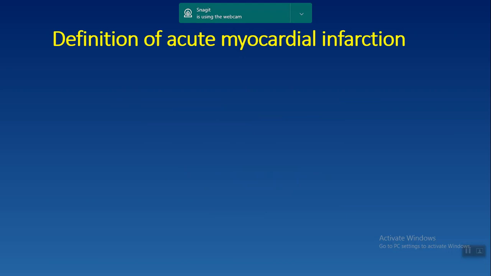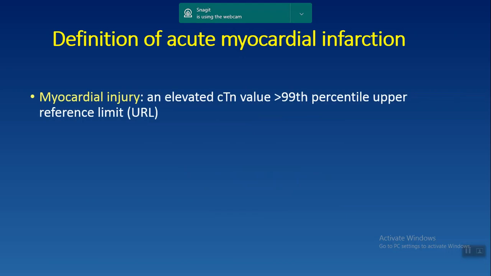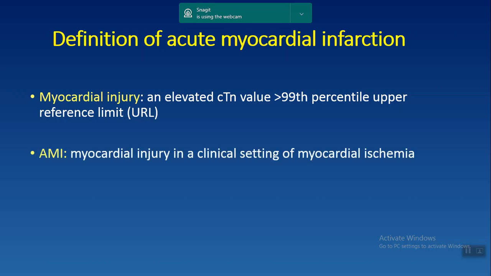At the beginning, let's agree on a definition of acute myocardial infarction. We define myocardial injury as an elevated cardiac troponin value of more than the 99th percentile of the upper reference limit. And we say that it's an acute injury when there is a rise and fall of the cardiac troponin. Acute myocardial infarction is defined as acute myocardial injury in a clinical setting of myocardial ischemia.